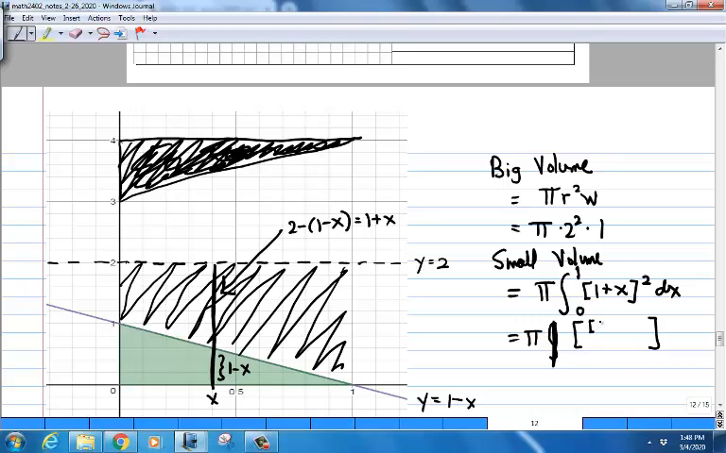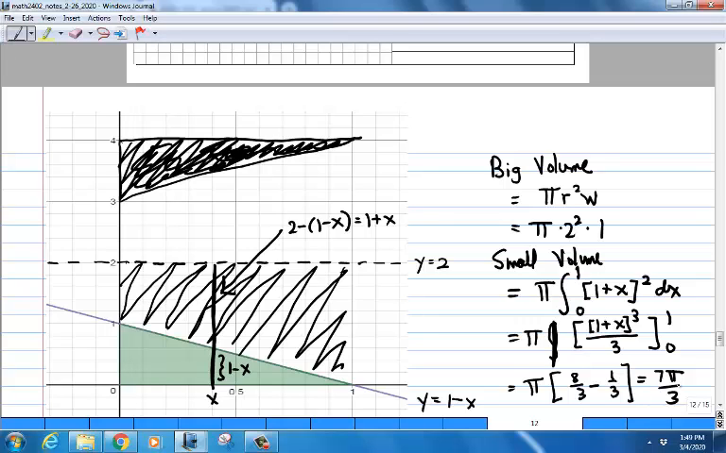What now? 1 plus x what? Cubed over what? 3. Evaluated from where to where? 0 to 1, right? Evaluated from 0 to 1. So I get pi times, this is going to be a little bit uglier than before. When you plug 1 in there, you get 2 cubed over 3, so that's 8/3, right? Minus, what do you get when you plug 0 in for x? 1/3, right. So is that 7 pi over 3? Yes. So we end up with 7 pi over 3.